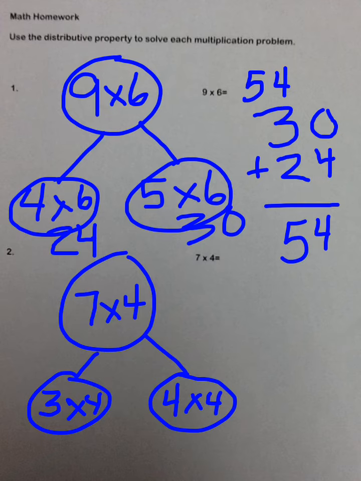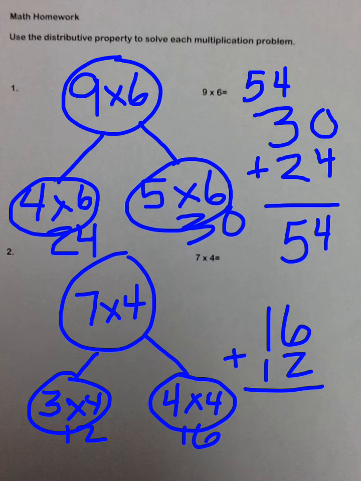Now we're going to solve. 3 times 4 is 12. 4 times 4 is 16. So now we're going to add those two together. 16 plus 12. 6 plus 2 is 8, and 1 plus 1 is 2. So 7 times 4 is 28.